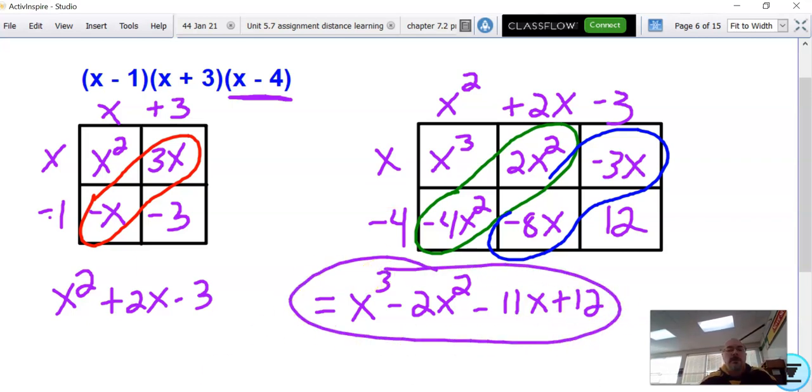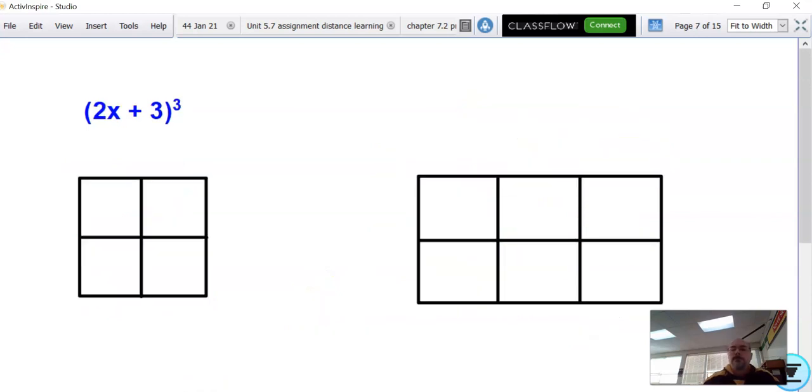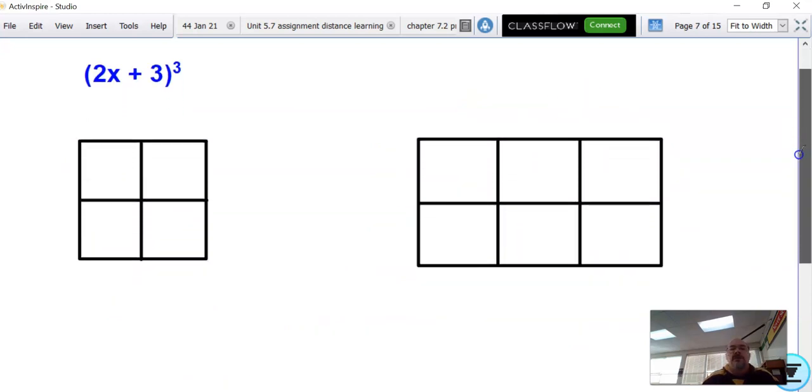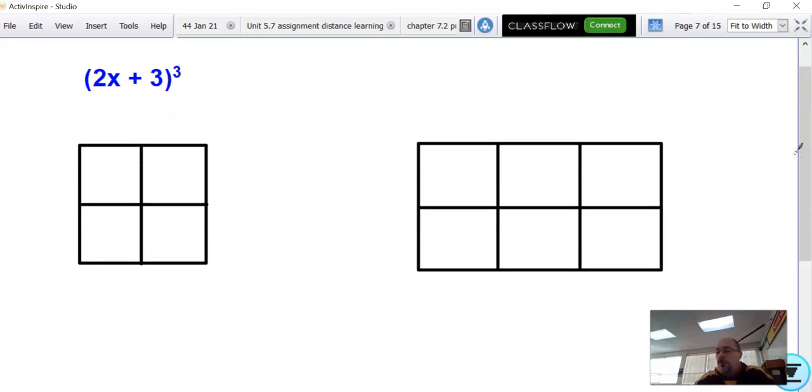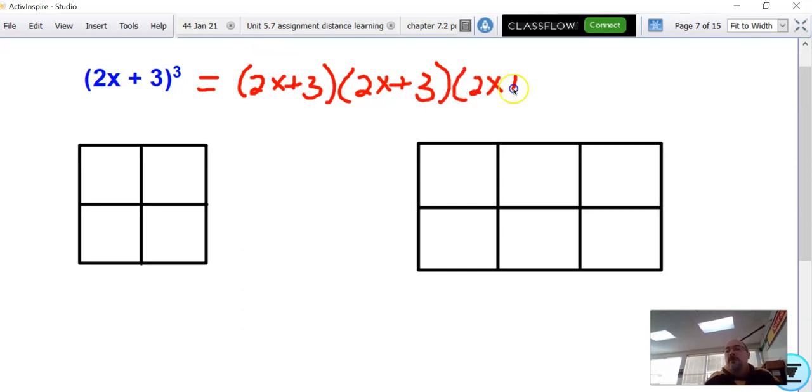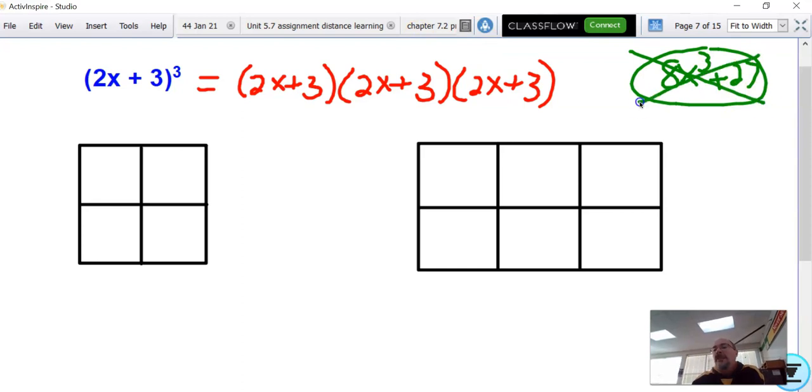All right, ladies and gentlemen, I believe I have one more. Now notice this one says 2x plus 3 cubed. Remember, you need to rewrite this as 2x plus 3 times 2x plus 3 times 2x plus 3. Do not just go, oh, 2x cubed, well, that's 8x cubed, and 3 cubed, that's 27. No, absolutely not. It doesn't work that way.